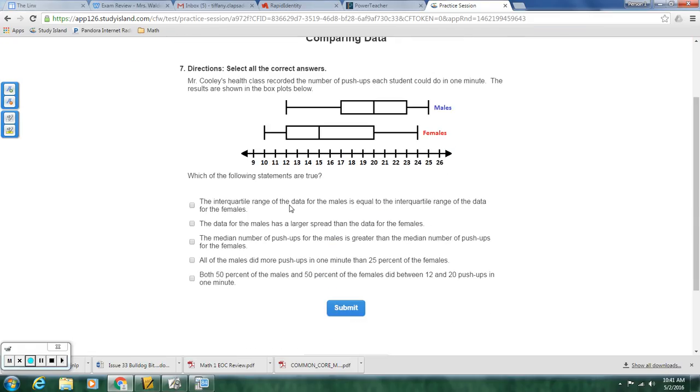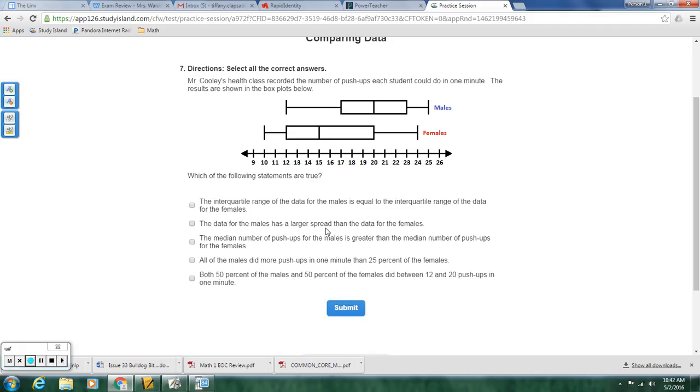Alright, look at this one. Interquartile range of the data. Okay, here's males, here's females. Interquartile range. That means this number 23 minus this number 17. So 23 minus 17 is, now calculator, 6. 20 minus 12 is 8. Please tell me y'all can do that in your head. Are the boxes the same length? No, definitely.